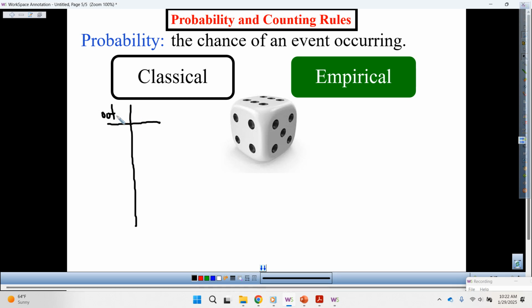We're going to write outcome. Whoa, that's kind of blurry. Let me rewrite that again. Outcome. All right, and right here we're going to write probability. Probability. All right, so without rolling a die, what would be one outcome? Okay, and then? Bam, Aaron, let's go.